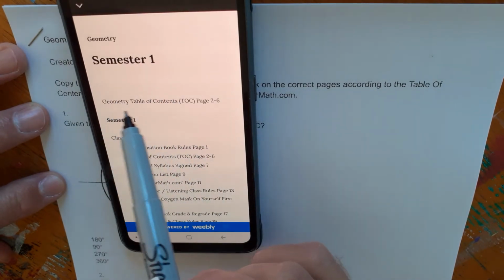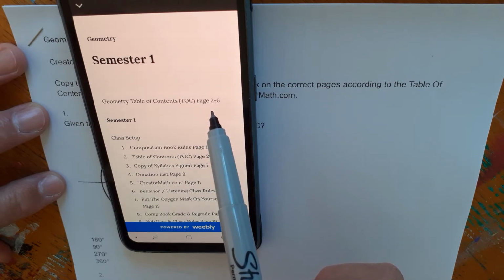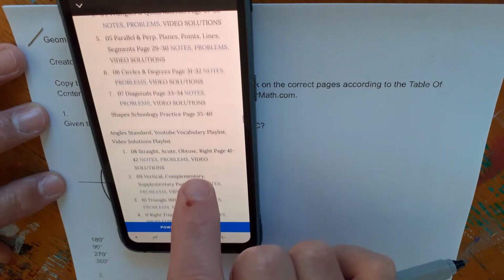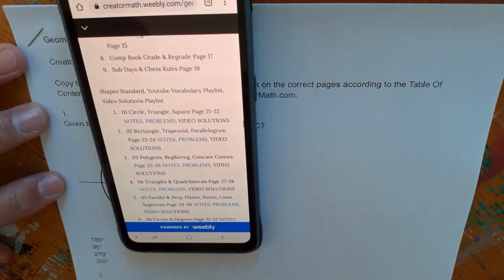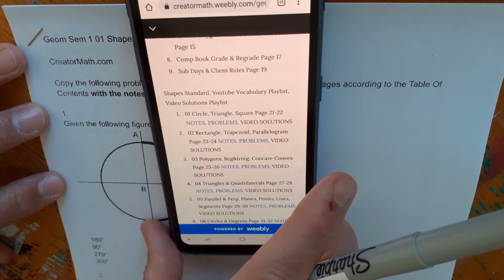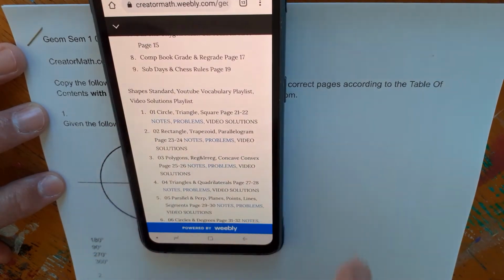This table of contents should have been copied onto pages 2 through 6 of your composition book a while ago. If not, do it now. You're going to copy all these things on the table of contents into pages 2 through 6. We are looking for shapes, Shapes 0, 1, and we're also looking for Unit 6 on circles.